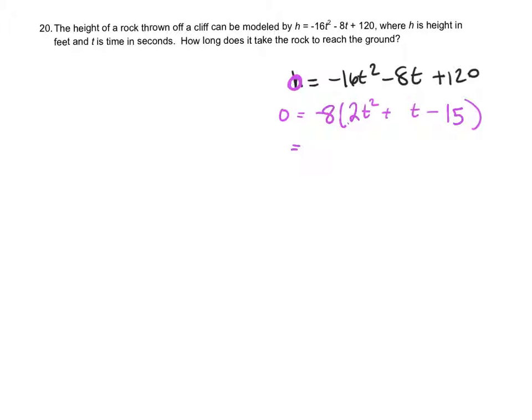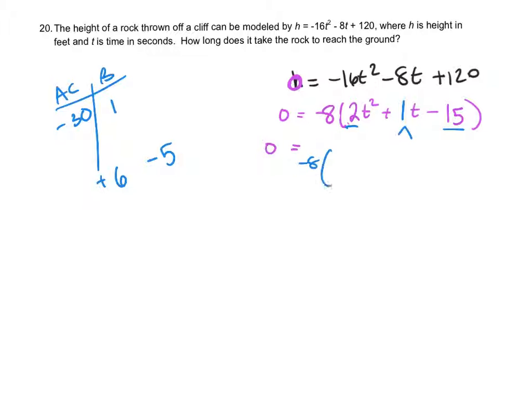From that, I remember that to factor, you could do product of AC, sum of B. So what numbers multiply to negative 30 that add to 1? And the answer is positive 6 and negative 5. These are the expansion of the middle term. So I rewrite the negative 8, I rewrite the 2t squared. The 1t now becomes plus 6t and minus 5t. And then rewrite the minus 15.